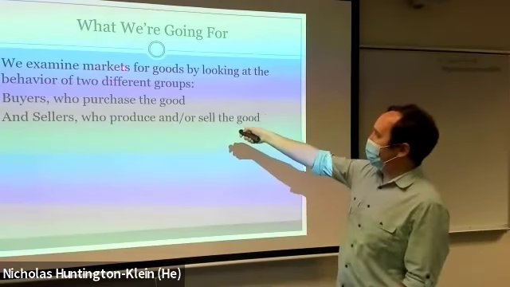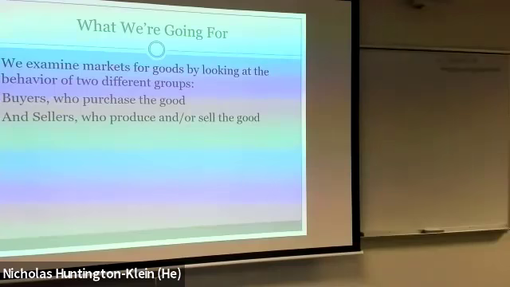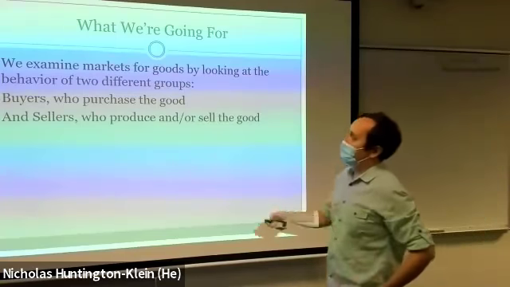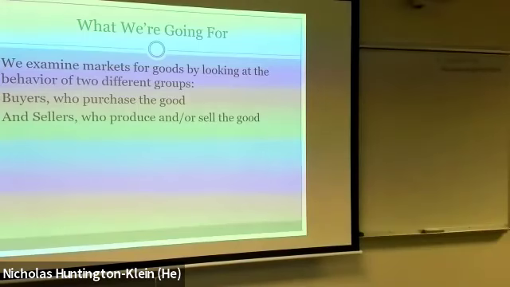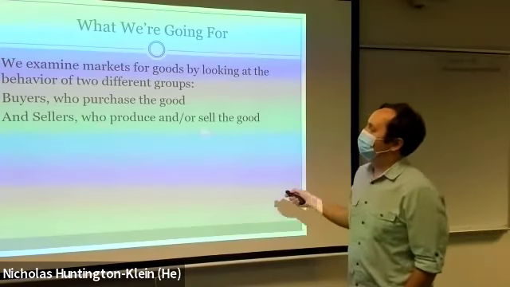So we're going to examine the market for goods. Right? We want to know how people buy and sell goods. And we're going to do this by looking at two different sides of the market, which you can probably guess what they're going to be. We have the buyers on the demand side of the market. These are the people who purchase the good. And then we have the sellers on the producer side of the market, or the supply side of the market, who produce and or sell the good.